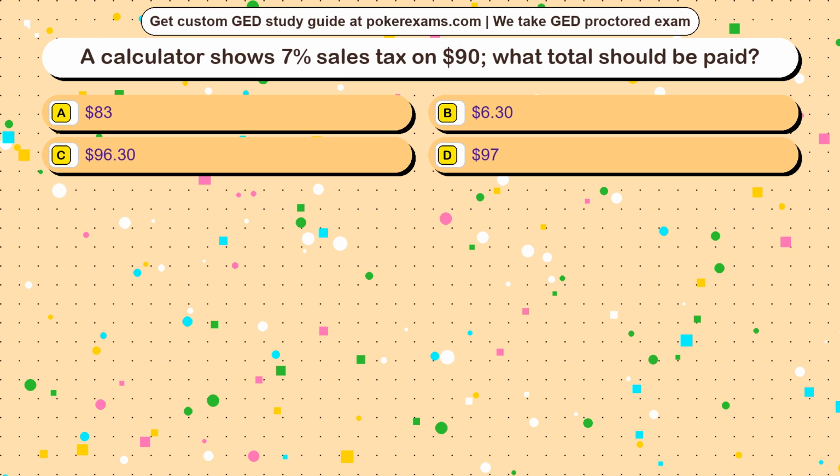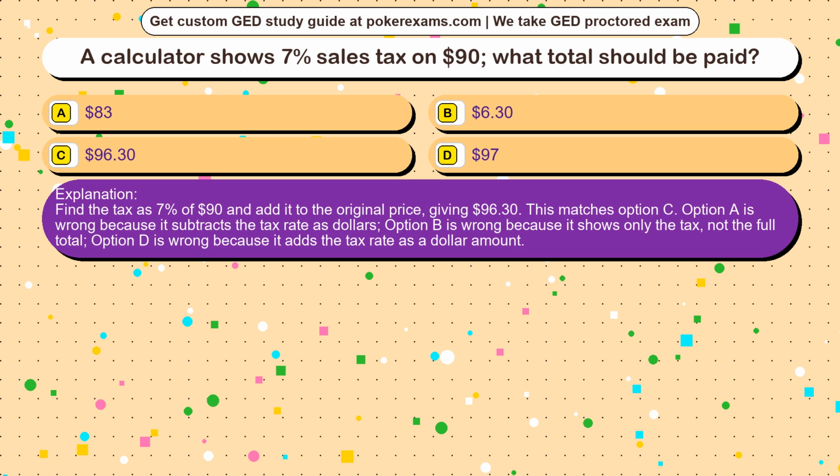The correct answer is option. Find the tax as 7% of $90 and add it to the original price, giving $96.30. This matches option C. Option A is wrong because it subtracts the tax rate as dollars. Option B is wrong because it shows only the tax, not the full total. Option D is wrong because it adds the tax rate as a dollar amount.